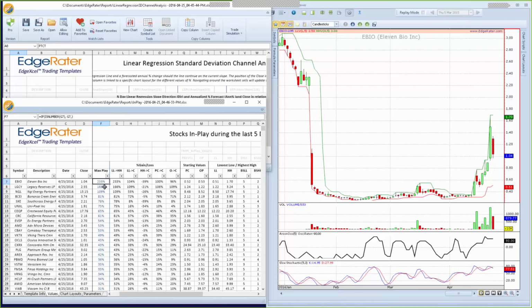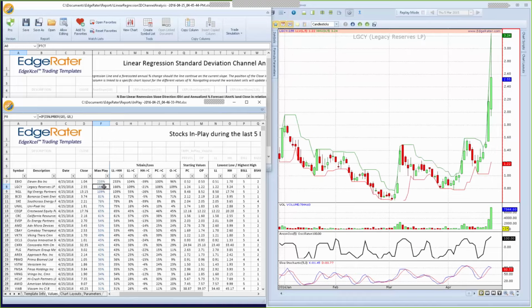So I'm going to look down through here, max play. This should actually pick out things that you might also find when you do a 5-day linear regression and you're looking for things that are moving up the quickest on an annualized percent basis. Okay, and if Chris just shows eBio again, yep.